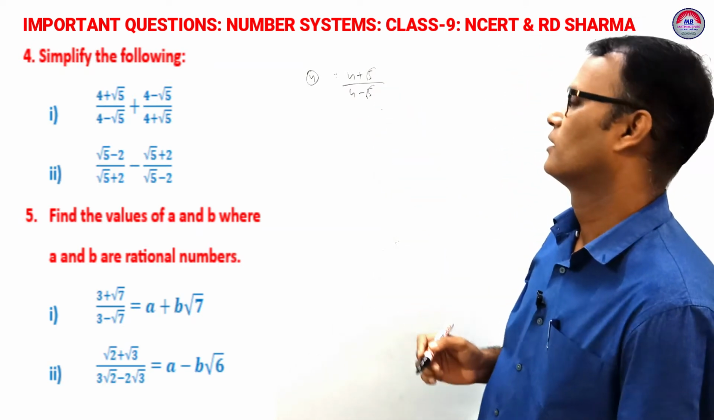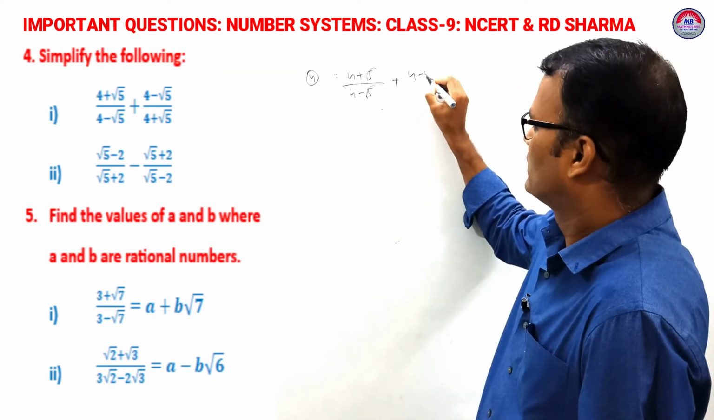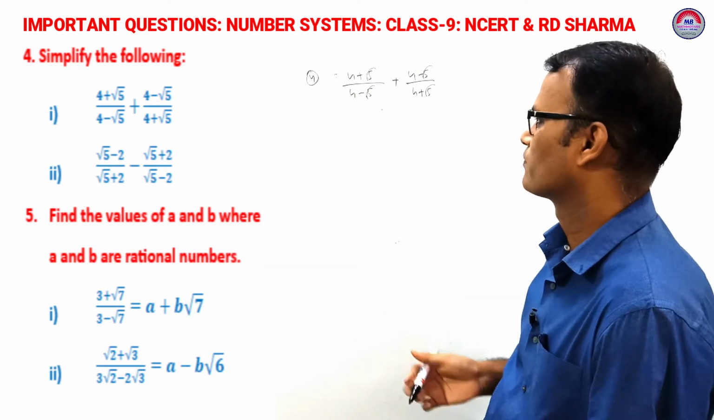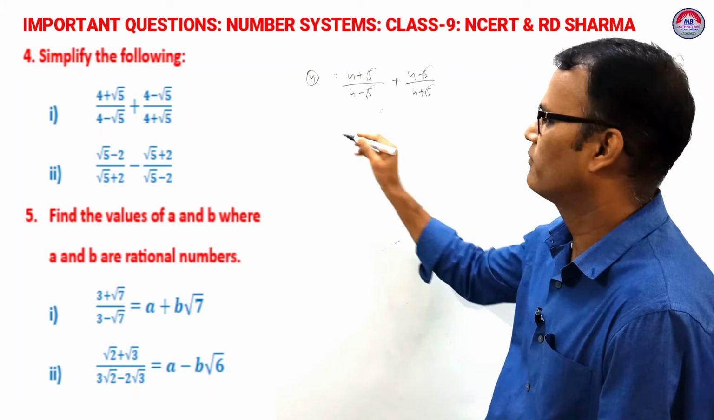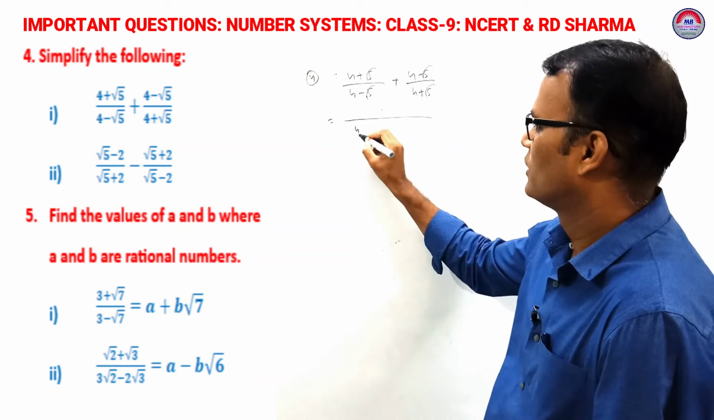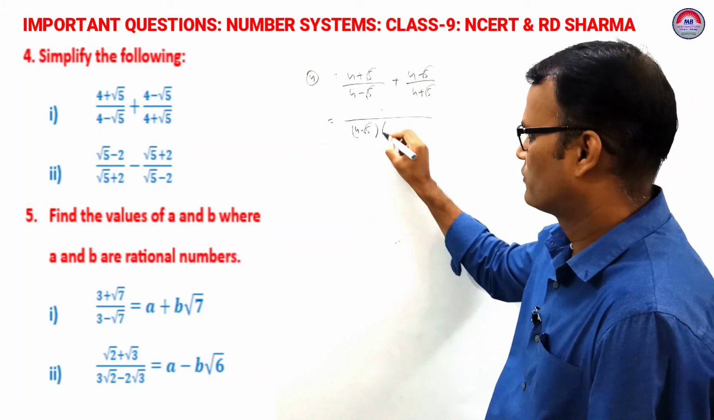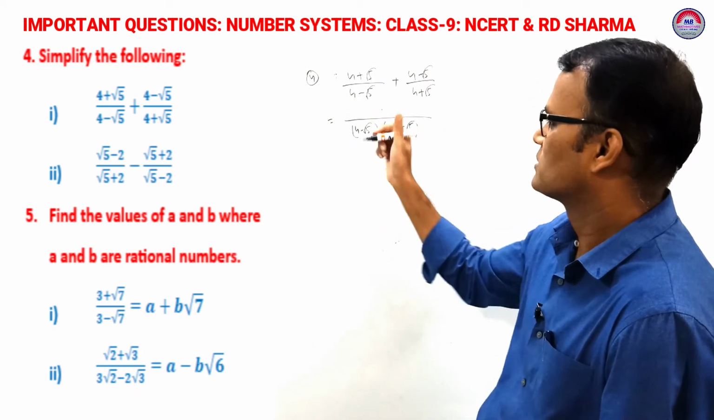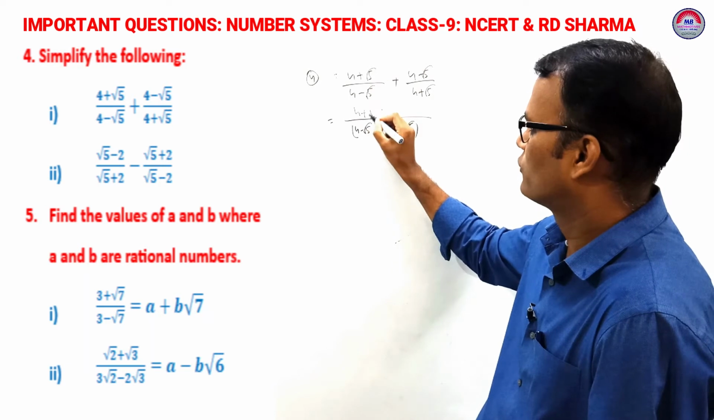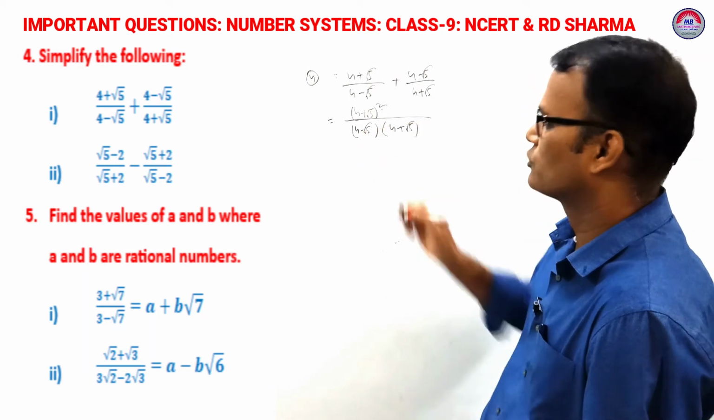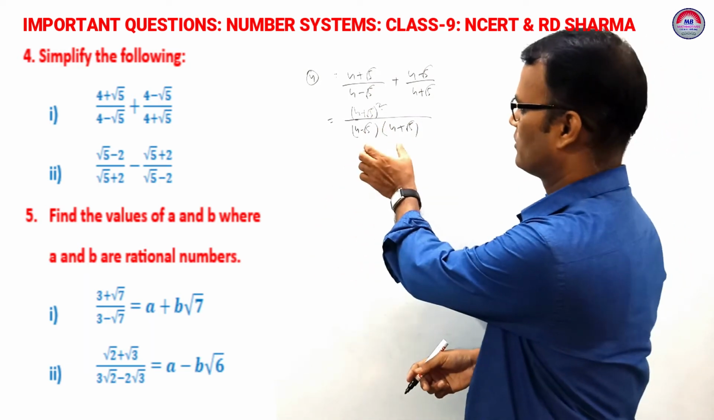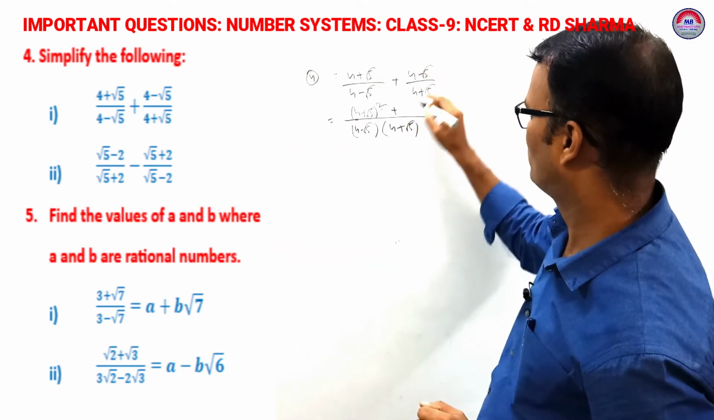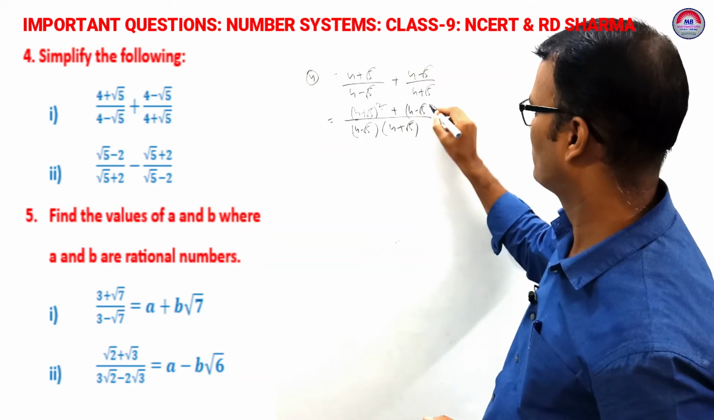Simplify means it is written in this form: 4 minus root 5, 4 plus root 5. If we take LCM, it will be 4 minus root 5 and 4 plus root 5. So divide this into this: 4 plus root 5 into 4 plus root 5, so 4 plus root 5 whole square. First we divide this with this one, then multiply, plus. Divide this one, multiply, so 4 minus root 5 whole square.